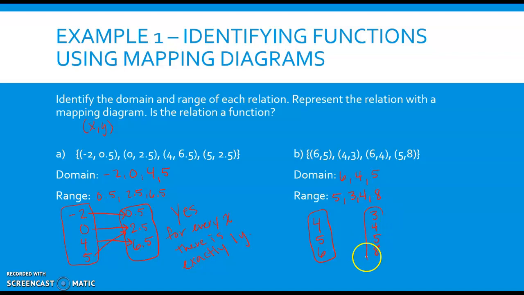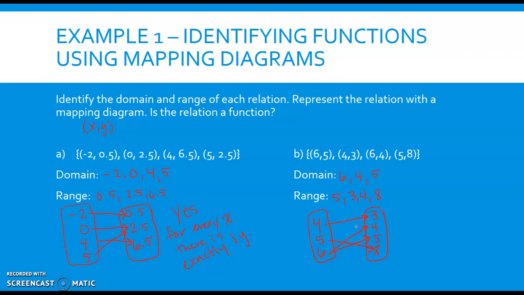Notice that I never repeat my domain values or my range values. Over here I didn't put the 2.5 twice in my box. Over here I'm not writing the 6 twice in my mapping or up here in my domain. I just write it once. And then I just map. So from 6 to 5, 6 to 5, 4 to 3, 6 to 4, and 5 to 8.